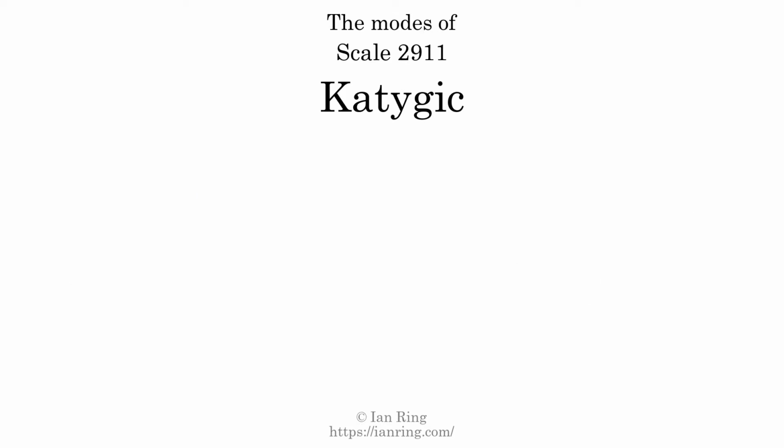This scale has 9 modes. The first mode is itself. The second mode is scale 3503, also known as Katygic. It sounds like this.